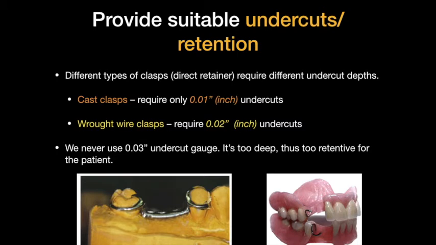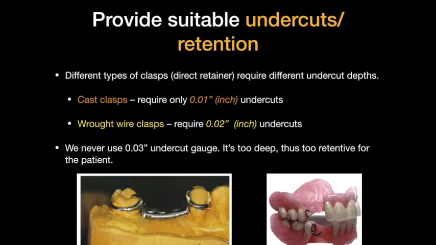Also, we want to use the surveyor to provide suitable undercuts or retentions. So what does a suitable undercut or retention mean? Actually, this depends on the different type of clasp. When we use metal to do a cast clasp, because it is made of metal, it's more rigid, so you don't need a lot of undercut. You require only 0.01 inch undercut.